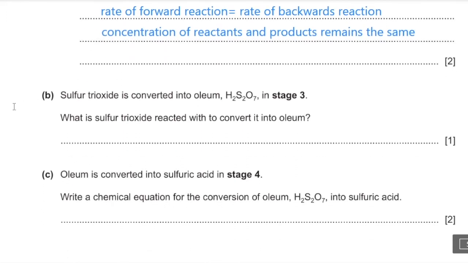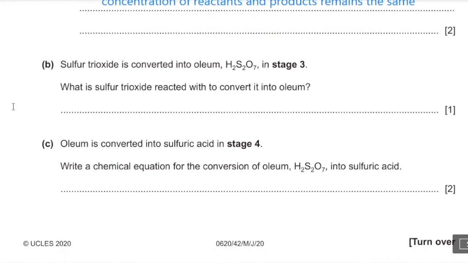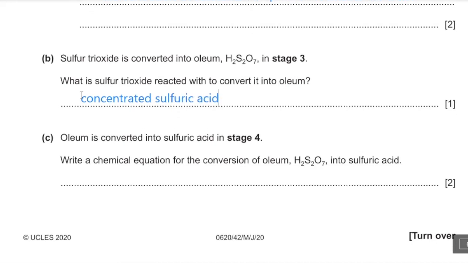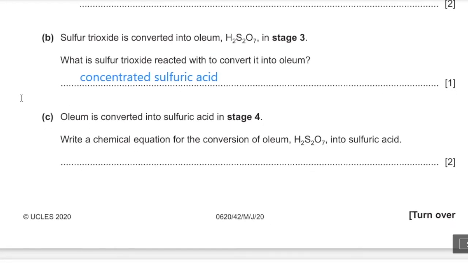B. Sulfur trioxide is converted into oleum in stage 3. What is sulfur trioxide reacted with to convert it into oleum? So it's reacted with concentrated sulfuric acid. C. Oleum is converted into sulfuric acid in stage 4. Write a chemical equation for the conversion of oleum into sulfuric acid.